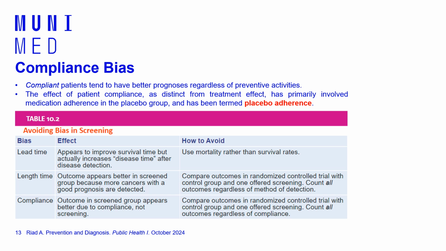You can read them later from the textbook, and the mechanisms or the techniques that we apply in order to control them. For example, in lead time we measure the mortality rates, not the survival rates. For length time we do controlled trials to compare between unscreened and screened groups. The same also for compliance bias, we compare between screened and unscreened individuals.